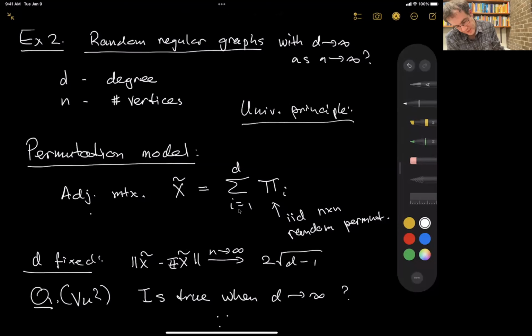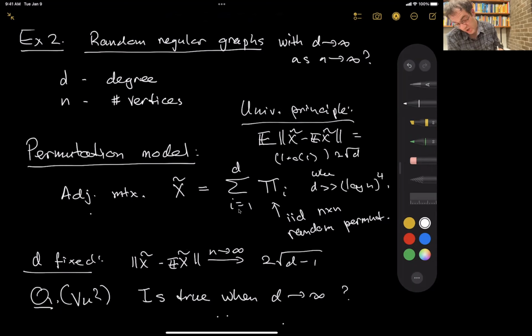you will get that the expected norm of X tilde minus the expectation of X tilde is 1 plus little o(1) of 2 square root D when D is much larger than, let's say, some log n to the 4th. So in particular, it actually gets easier. When the degree is larger, this problem should get easier, not harder.